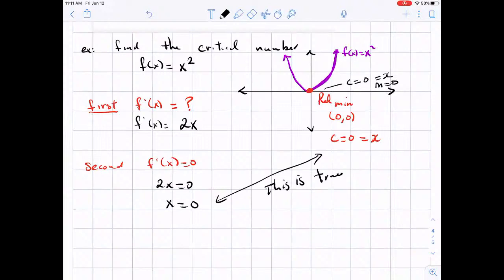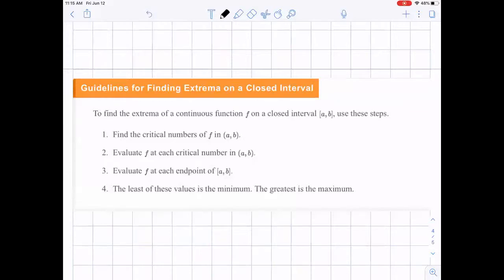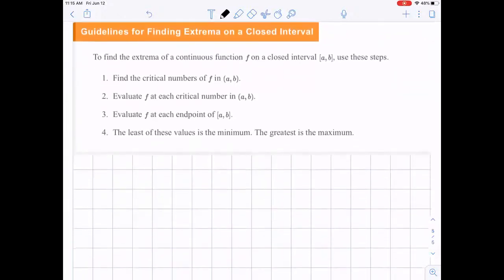So here are the guidelines for finding extrema on a closed interval now. Because on a closed interval, we have a little bit more work to do. We can look at an example of this, and then let's go through the steps as a group, and then we'll see what happens. Now you have to be careful. Remember, the definition says that the function must be continuous, and the slope has to be 0 or undefined.